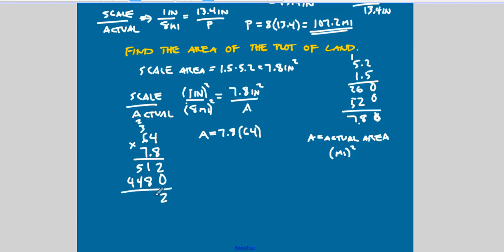So now I have 2. Adding these up: 2, 9, 9, 4. One place behind a decimal point. So my area is going to be 499.2 square miles. That's the final answer for area.